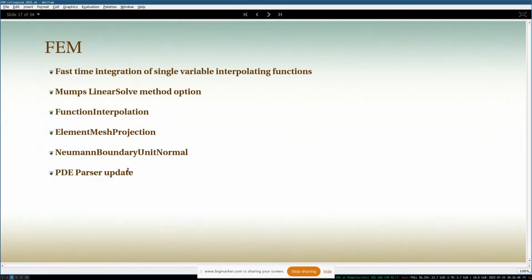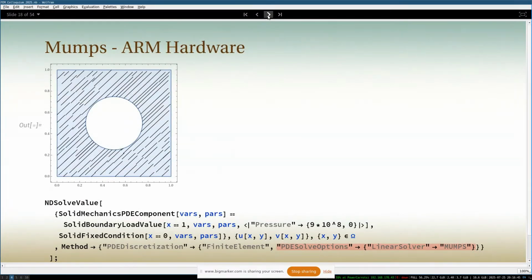I quickly already spoke about the parser update that's happening under the hood. For people that have ARM hardware, especially Mac ARM hardware, they had the problem that they had to switch to Rosetta to solve highly nonlinear finite element problems. The reason is that on ARM, the Pardiso MKL Intel-provided solver is not available. For those, we have now added MUMPS. MUMPS is available on all platforms, also on Mac ARM without switching to Rosetta.